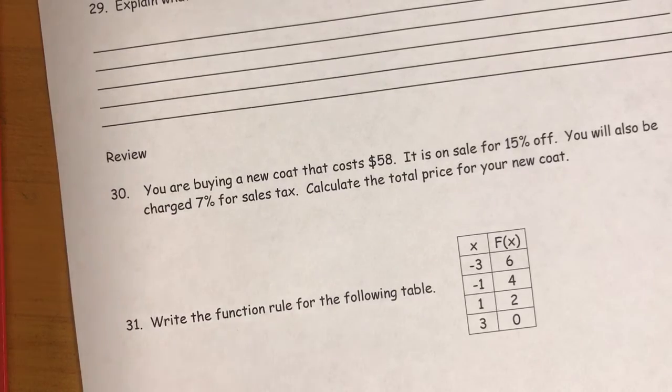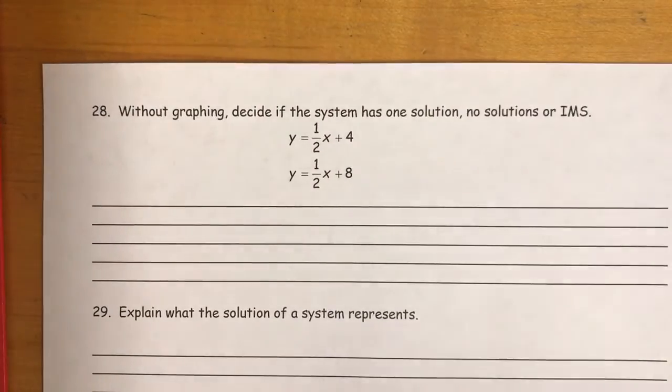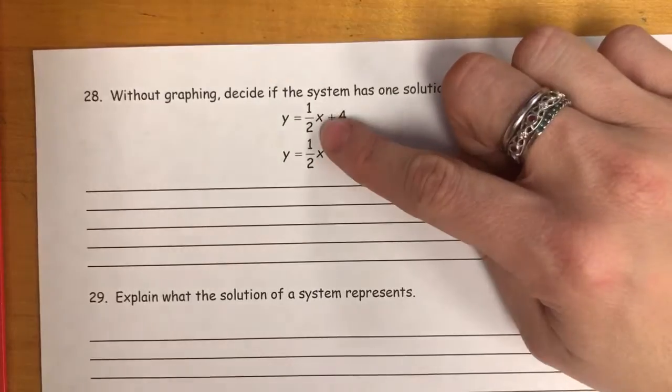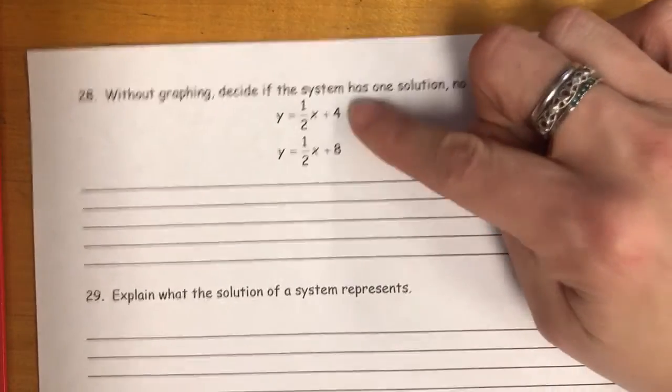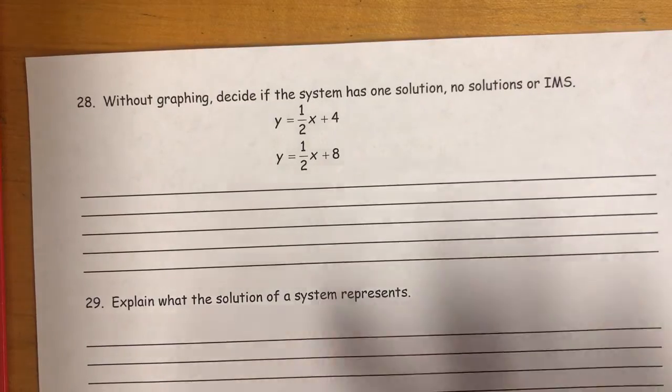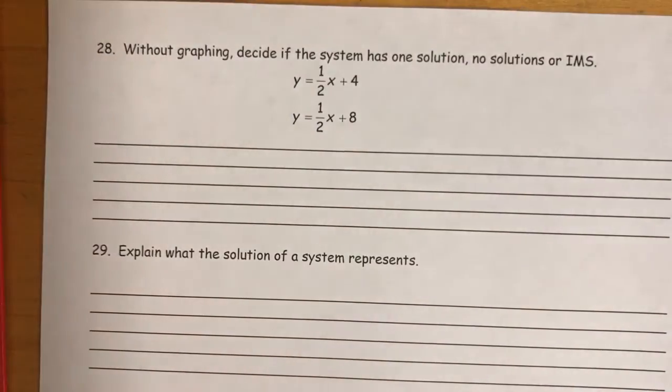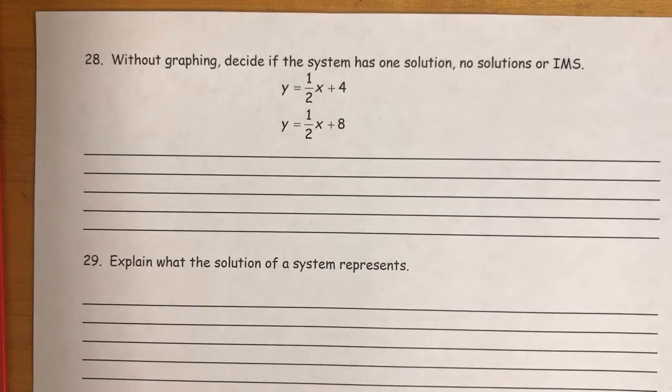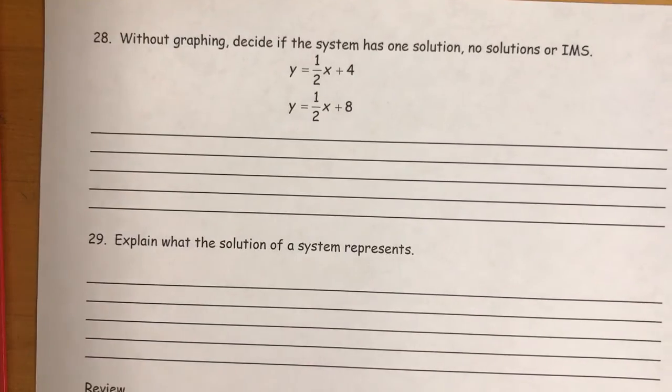28, without graphing, how many solutions does this have? I would say that this has no solution because they have the same slope, but they have different y-intercepts, so they're not the same line. We would say that they have infinite many solutions if they are the exact same line. And if they have different slopes, then we would say that they have one solution. But in this case, they're the same, but they're different lines. So that's what we would be explaining is our reasoning for parallel lines and no solution.